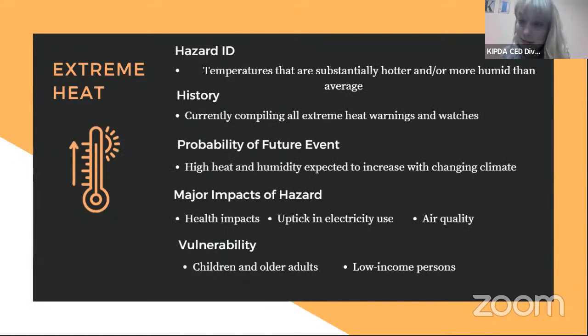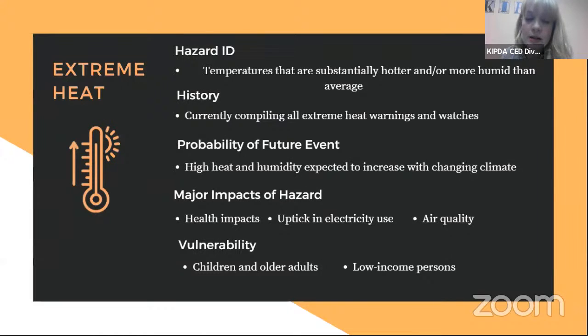And then we're going to talk about extreme temperatures. So extreme heat is when temperatures are substantially hotter and more intense than average, and humidity is more intense. And history, we are currently compiling all extreme heat warnings and watches for the KIPTA region, and that will speak to the history of extreme heat events. Probability of future heat events: high heat and high humidity are expected to increase with a changing climate, which is very concerning. And so that's definitely something we want to prepare for.